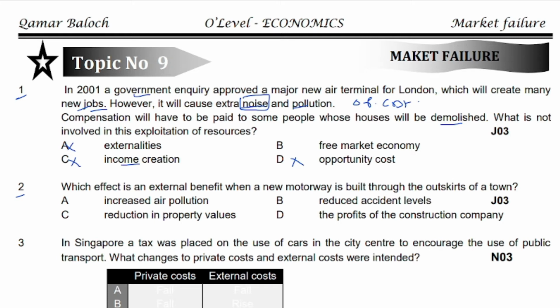Whatever is not involved here is free market economy, and free market economy is when resources are allocated by private individuals and companies, and the question clearly says that it is done by the government. Okay, so option B is the correct answer.